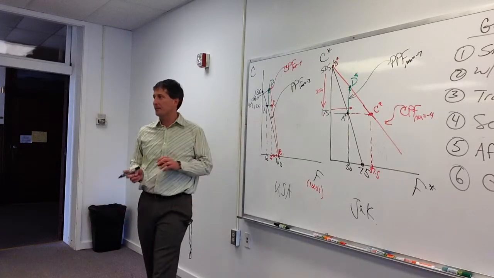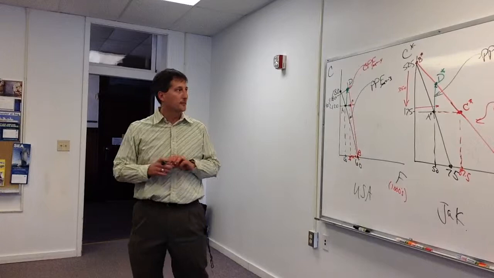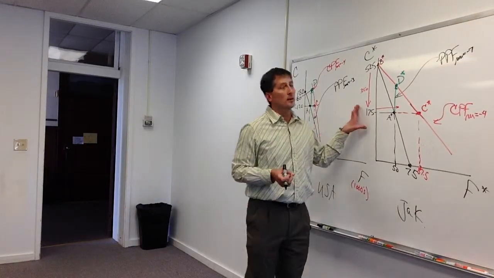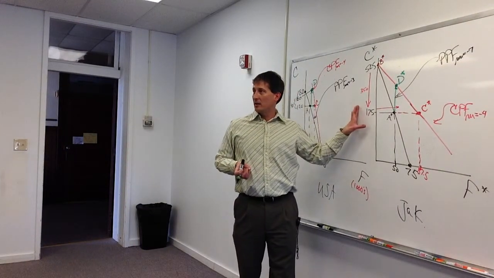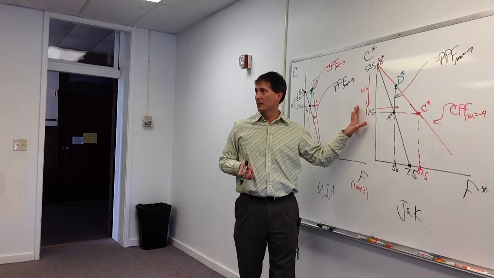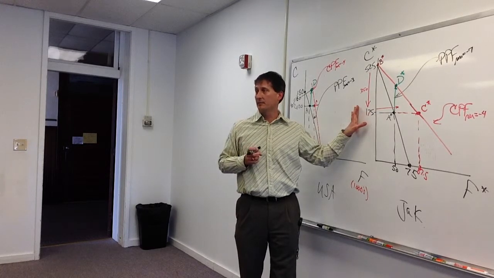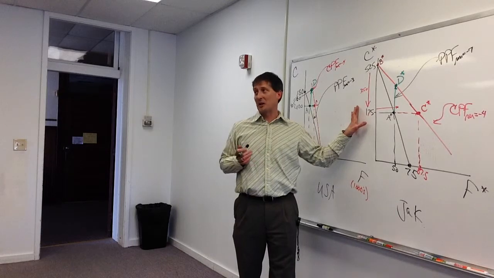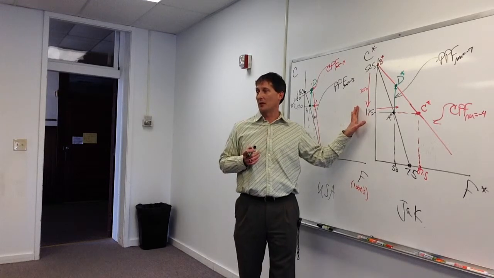What's your question, Adam? What'd you get? 25. Did you guys get 25? What'd you get, Taylor? 150. Okay. Oh, we've done two different things. We had 150, but the answer should be 110. Yeah, if you were going off of the slope, it's supposed to be 4 to 1. That's the only thing to go off of. So that's the right answer, is to go off the terms of trade.